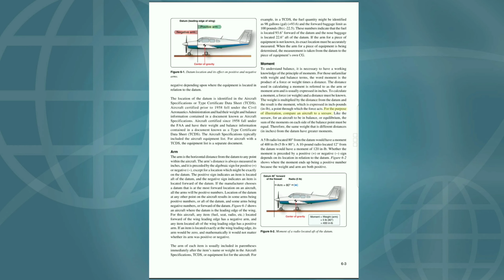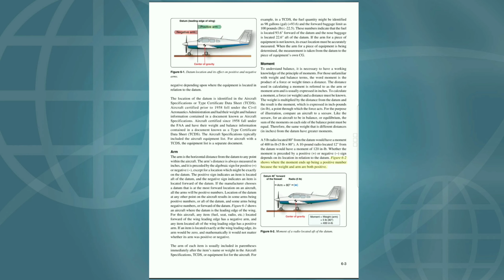For the purpose of illustration, compare an aircraft to a seesaw. Like the seesaw, for an aircraft to be in balance, or equilibrium, the sum of the moments on each side of the balance point must be equal. Therefore, the same weight at different distances, in inches, from the datum has different moments. A 5 pound radio located 80 inches from the datum would have a moment of 400 inch-pounds, 5 pounds times 80. A 10 pound radio located 12 inches from the datum would have a moment of 120 inch-pounds. Whether the moment is preceded by a positive, plus, or negative, minus, sign depends on its location in relation to the datum.